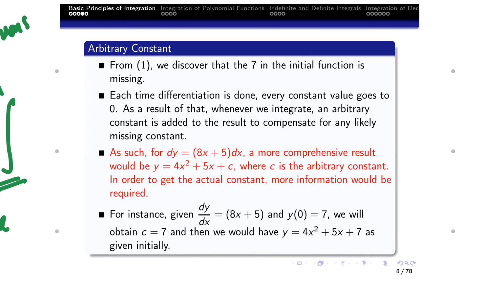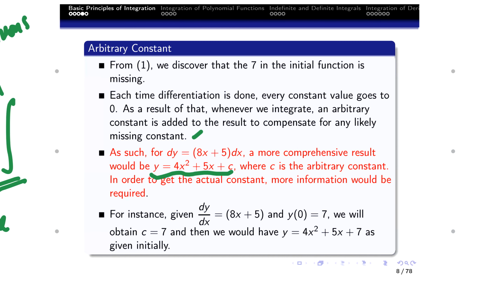So as a result of that, whenever we integrate, an arbitrary constant is added to the result to compensate for any likely missing constant. Because the 7 is constant, when you integrate, you do not even know whatever that constant was initially. So as such, for dy dx equals 8x plus 5 dx, a more comprehensive result would be y equals 4x squared plus 5x plus c, because there might have been a constant, and the constant could even be 0, it could be 7, it could be minus 7, it could be anything, but we don't know. So we just add c, or sometimes you can add k depending on the situation, where c is the arbitrary constant. In order to get the actual constant, more information will be required.